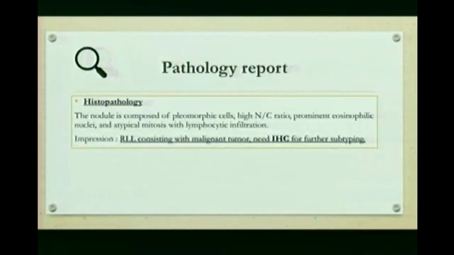So this is his pathology report. The nodule that was sent to the histopath lab showed pleomorphic cells, high nuclear to cytoplasmic ratio, prominent eosinophilic nuclei, atypical mitosis with lymphocytic infiltration. So all of these elements are features of a malignant mass. But this is not enough to give us the exact diagnosis. So we sent another sample for immunohistochemistry for subtyping.